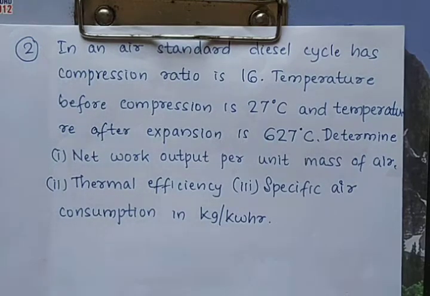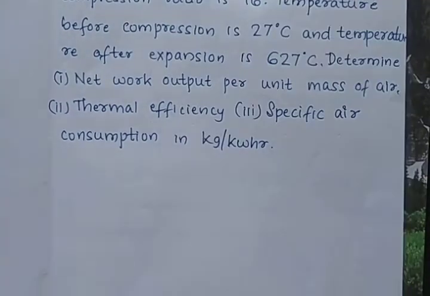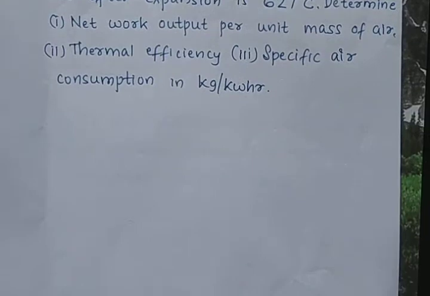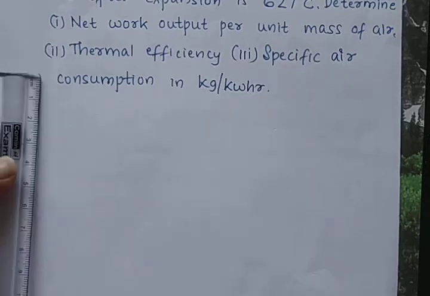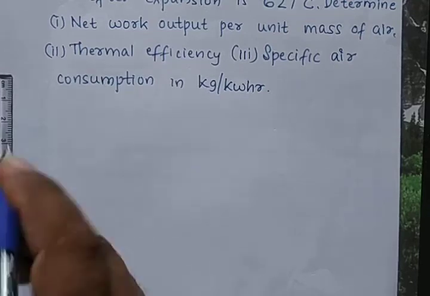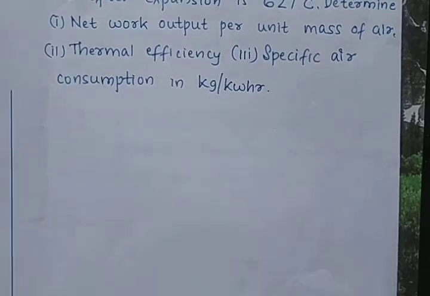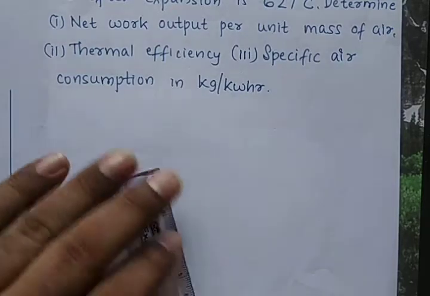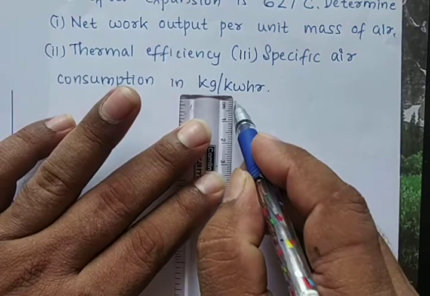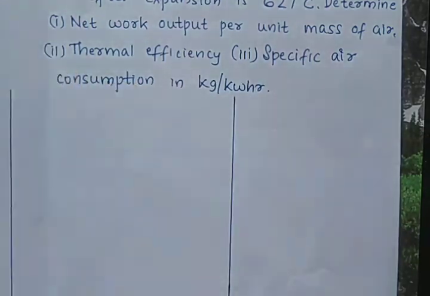So now, when the problem is given, our first priority is to draw the PV and TS diagram of diesel cycle. So let us draw the diagram. As we know that it is a diesel cycle, the heat is added at constant pressure. So please remember that in case of diesel cycle, the heat is added at constant pressure, so it is called a constant pressure cycle also. And then along with the PV diagram, I will just draw the TS diagram also.